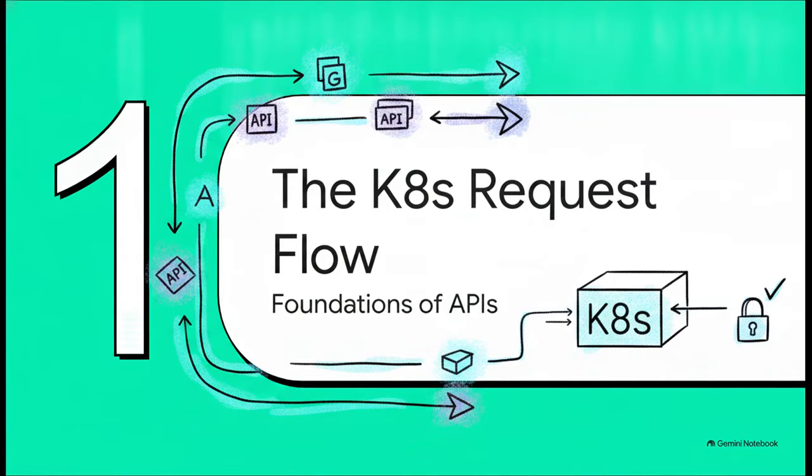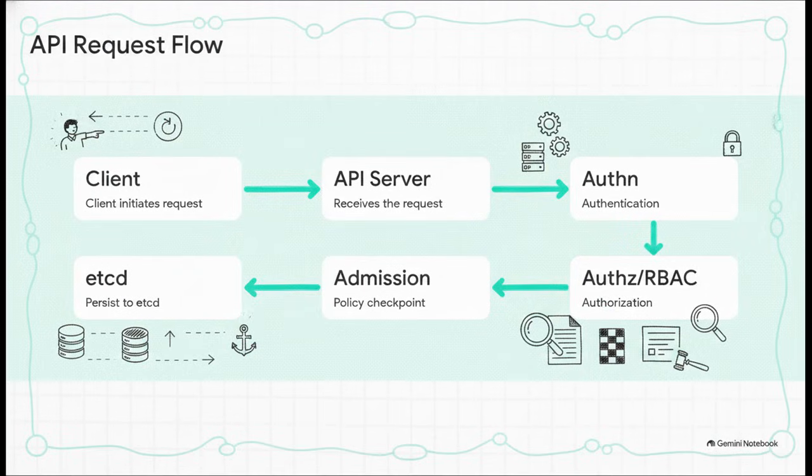All right, part 1, the Kubernetes request flow. So, picture a simplified API request flow. A request starts at the client, hits the API server, runs through authentication, then authorization, which is usually your RBAC, and then it hits admission. Finally, if all goes well, it's persisted to etcd. Notice exactly where admission lives in this chain. It's that final, absolutely crucial policy checkpoint right before an object becomes the cluster's official state.